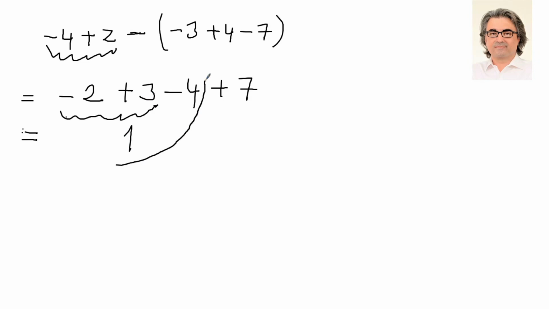Plus 1 minus 4. Again, they have opposite signs. The difference between them is 3 and the sign of 3 is the sign of minus 4. It means minus. And the last operation, let's write the result here, between minus 3 and plus 7. The difference between them is 4 and the sign of 4 is the sign of plus 7. So the result is plus 4 here.